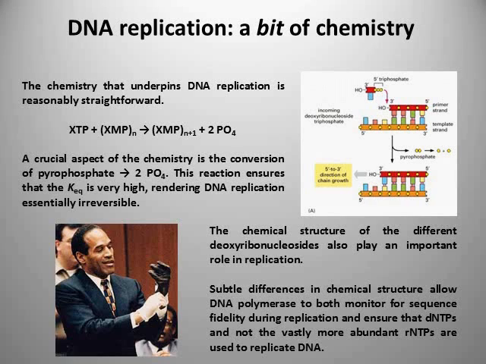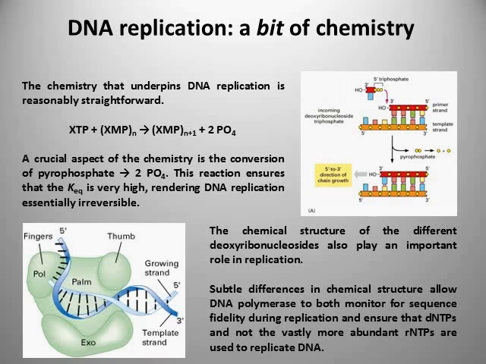So the ribonucleosides, the RNA components, are around in the cell at a much higher level than the DNA components, yet DNA polymerase never mistakes a ribonucleoside base for a deoxyribonucleoside base. In other words, it never puts one of the RNA components into DNA when it's replicating the DNA genome. How is that possible? Well, it's possible because DNA polymerase is able to monitor very carefully the shape of the DNA double helix that enters the DNA polymerase active site.